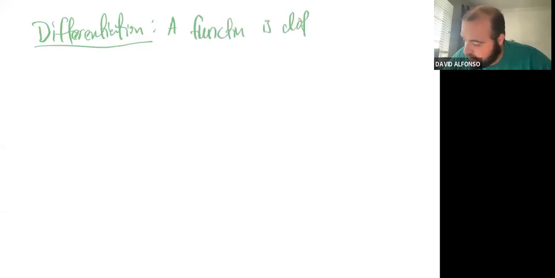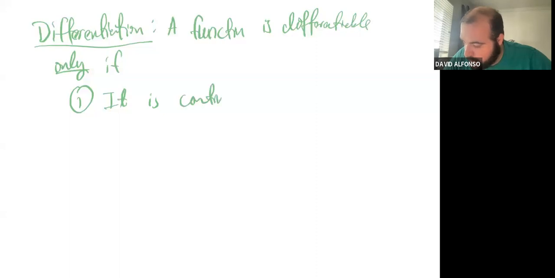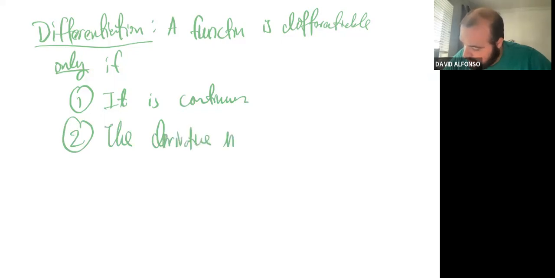is differentiable only if, one, it is continuous, but two, the derivative is defined. Meaning you cannot have a derivative that does not exist. Basically, the derivative has to exist at the value.